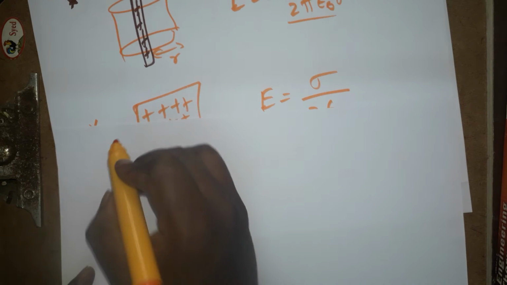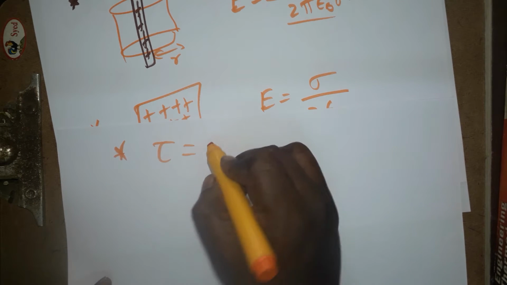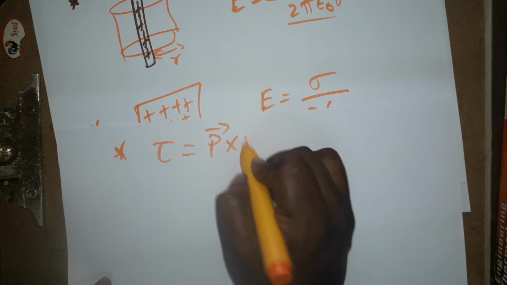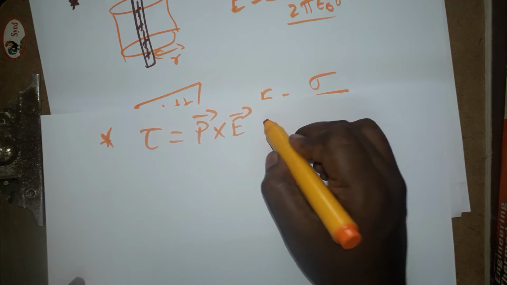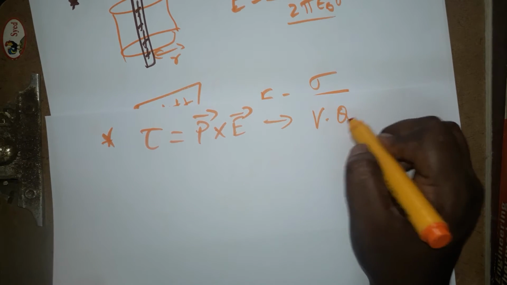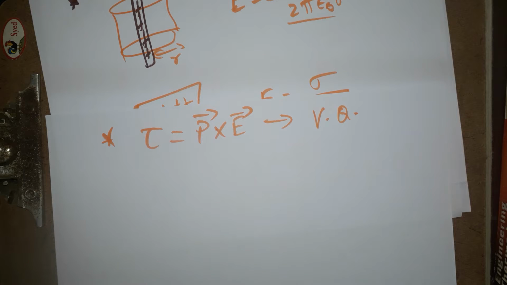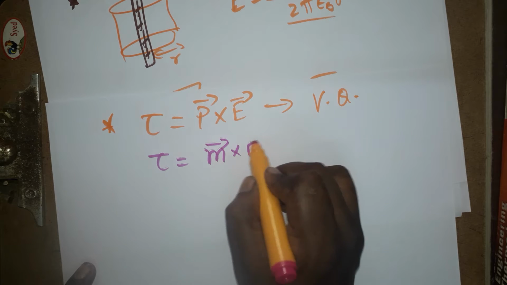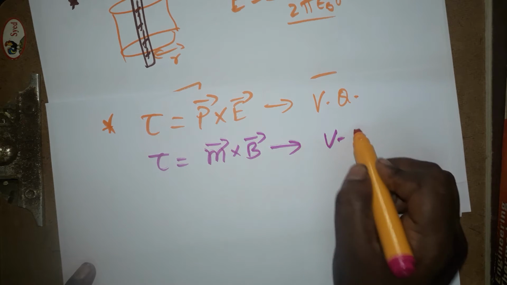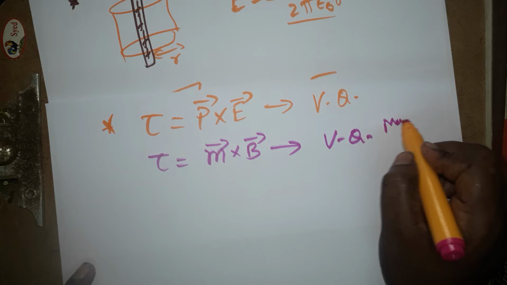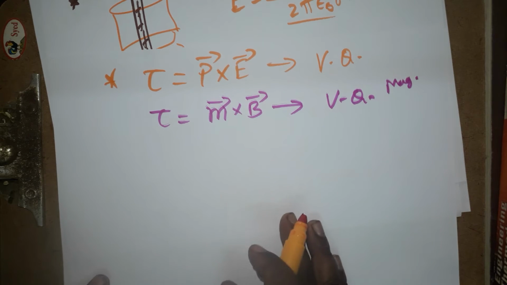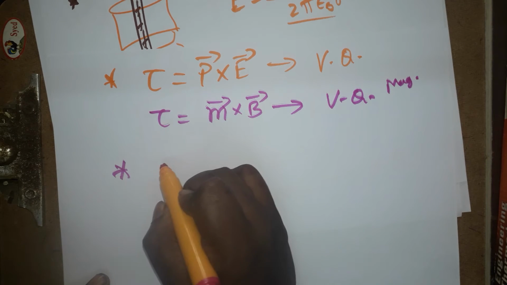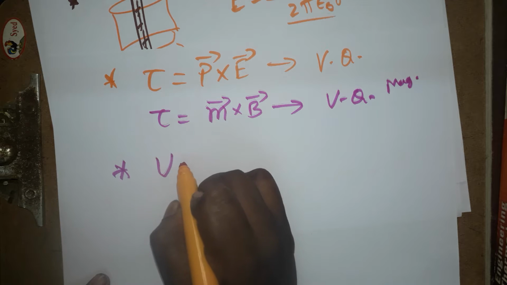Okay, I have torque right now. Torque is equal to p vector cross E vector. It is called cross product, and the cross product is going to be a vector quantity. Same way, magnetic torque is equal to magnetic dipole moment cross magnetic field. This is also going to be a vector quantity. When you learn this kind of comparison, you can easily learn many formulas without memorizing them.